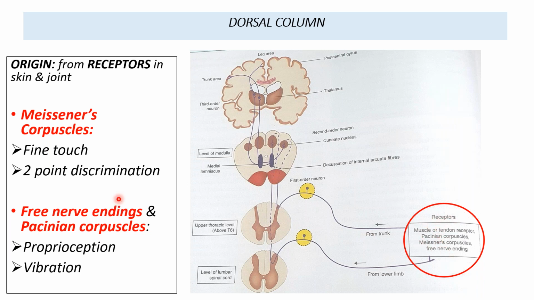So these are the receptors for touch, 2-point discrimination, proprioception and vibration. Vibration is also a sensory modality for the dorsal column. Vibration of any part of the body can be sensed by the patient. That is the vibration sensation. So from this receptor level, now understand this pathway.